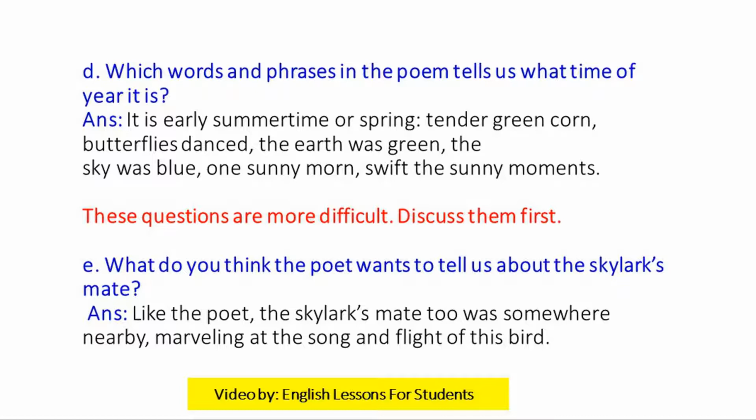These questions are more difficult. Discuss them first. E. What do you think the poet wants to tell us about the skylark's mate? Answer. Like the poet, the skylark's mate too was somewhere nearby, marveling at the song and flight of this bird.